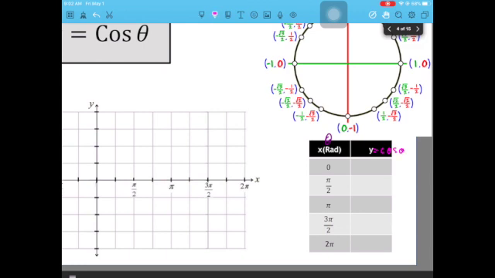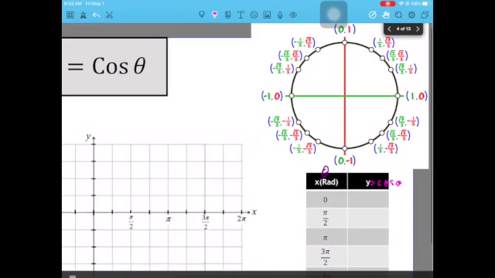This is, right, y is the cosine of your angle. And remember, cosine means the x, right? I want the x value. So at 0, I want 1. At pi over 2, I want 0. At pi, I want -1. At 3 pi over 2, I want 0, and then back to 1.